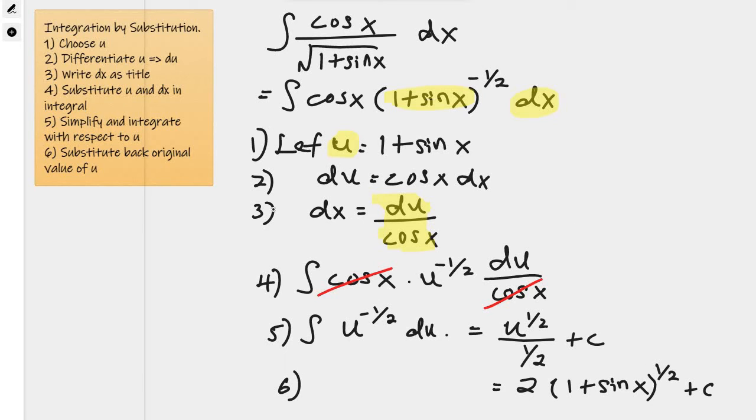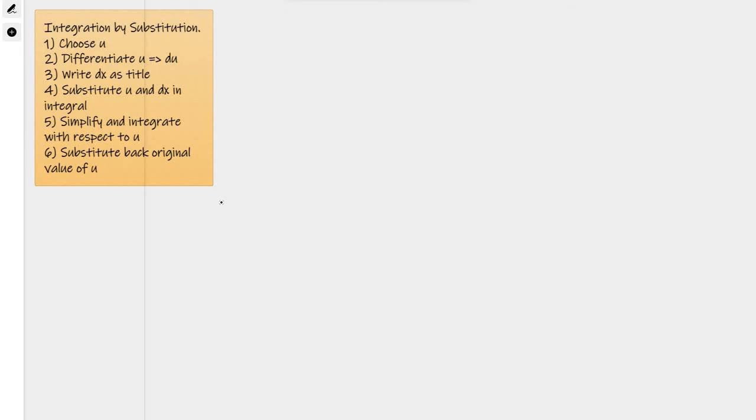Okay, so let's proceed to the third example. For the third example, I will use an exponent function. So let's say I have to integrate 3e to the power of negative 2x dx.